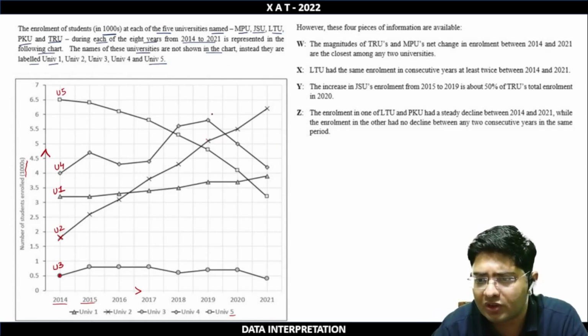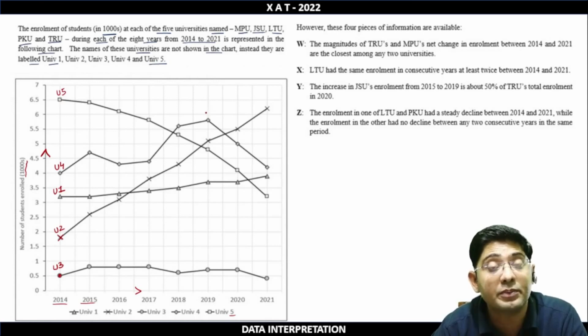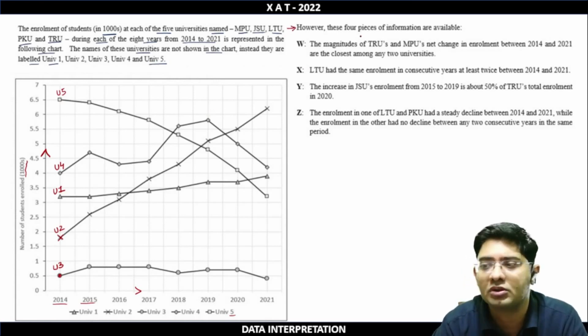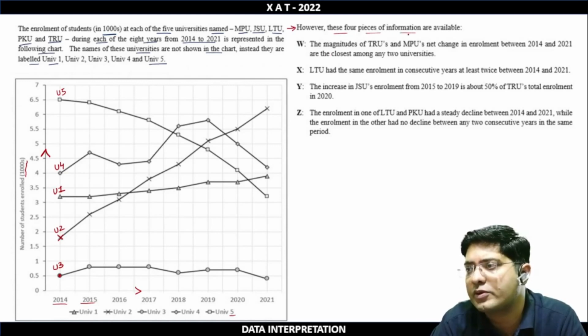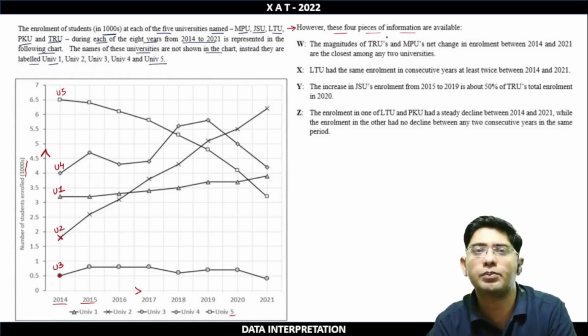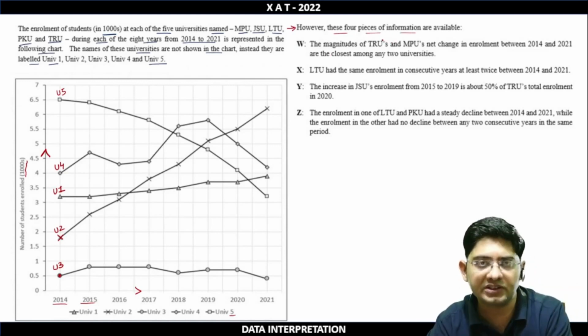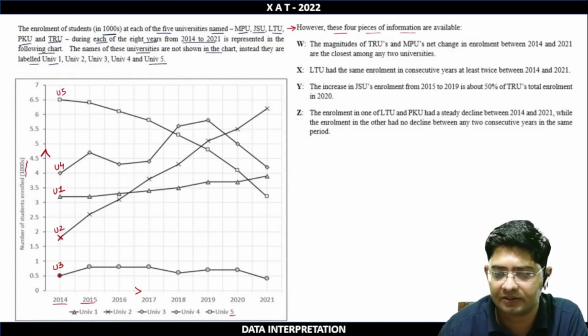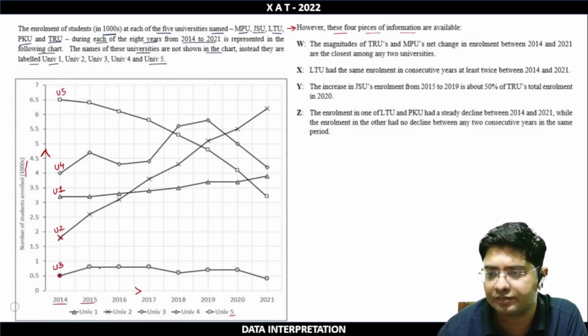Now we have to find which line is representing which particular university. For that we have the clues. So these four pieces of information are available. This information will help us to identify the university represented by these lines. So let's look at this.